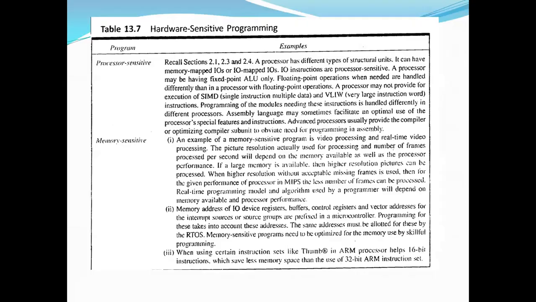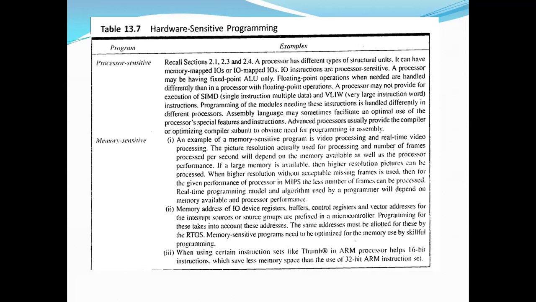Processor sensitive: the processor has different types of structural units. It can be memory mapped IO or IO mapped IO, so the IO instructions are processor sensitive. The processor may be a fixed point ALU only. When floating point operations are needed, they are handled differently than by a processor with floating point operations. A processor may not provide execution of single instruction multiple data and very large instruction word instructions. Memory sensitive means a program such as video processing and real-time video processing.